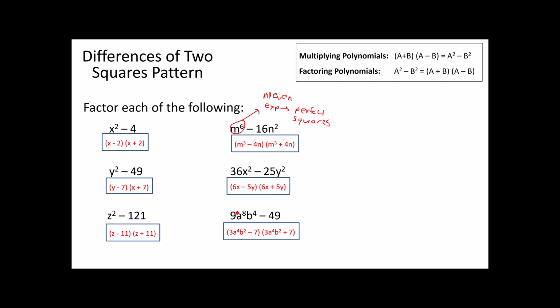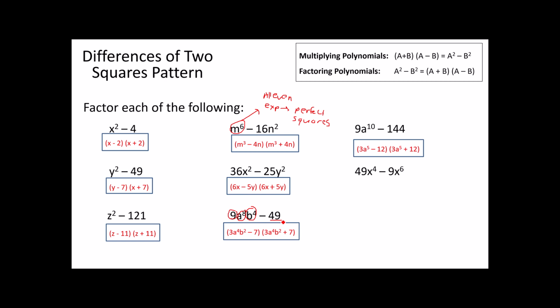Notice the square root of 9 is a 3. The square root of a to the 8th is a to the 4th, because a to the 4th times itself is a to the 8th. Square root of b to the 4th is b squared. Square root of 49 is 7. How about that one? 3a to the 5th minus 12, 3a to the 5th plus 12.